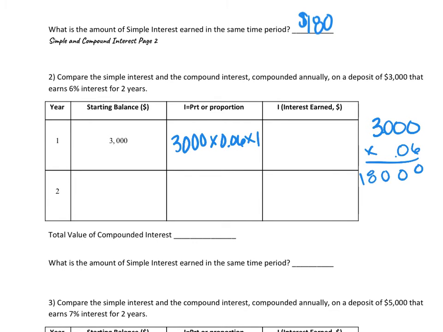So I got 180 right here. We take that and add it back into our starting balance, because that's the first year. The second year is going to start right here. So it starts right at 3,180, and then it keeps going. Okay, so 3,180 times 0.06 times 1.